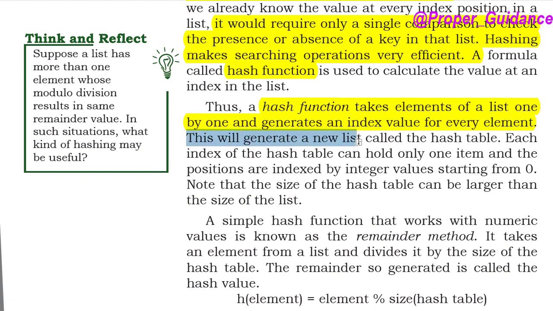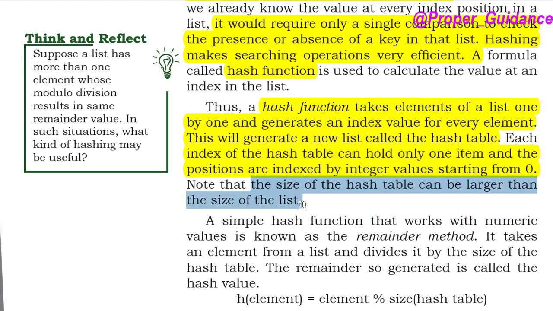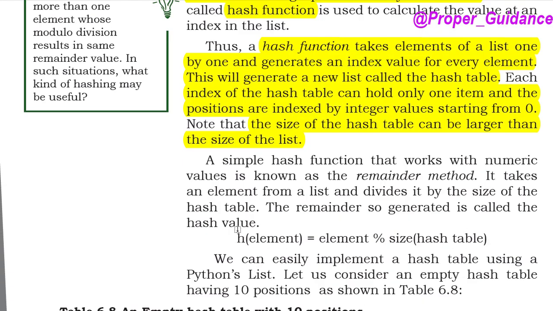This will generate a new list called the hash table. Each index of the hash table can hold only one item and the positions are indexed by integer values starting from 0. Note that the size of the hash table can be larger than the size of the list. A simple hash function that works with numeric values is known as the remainder method.